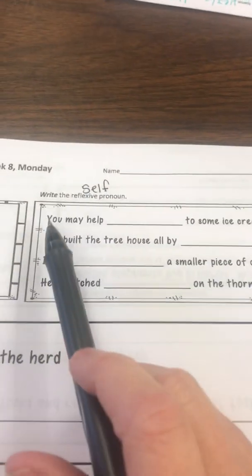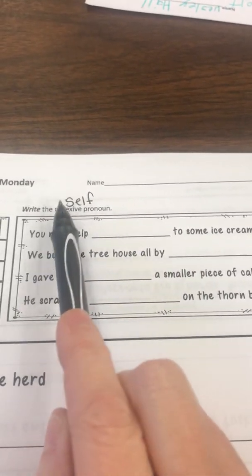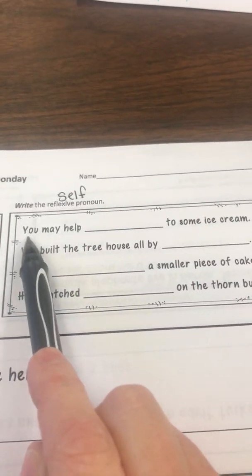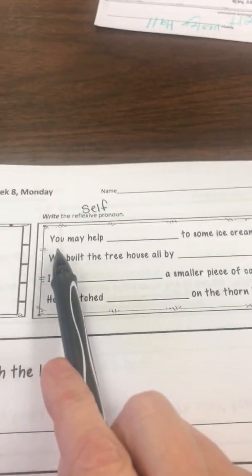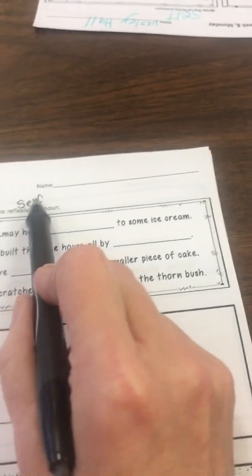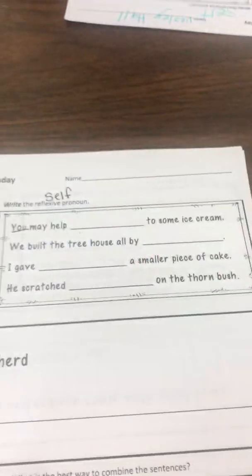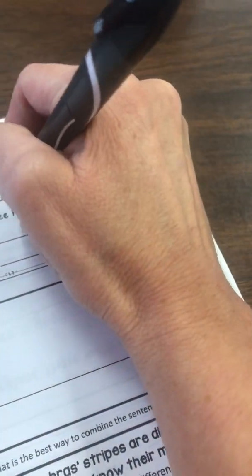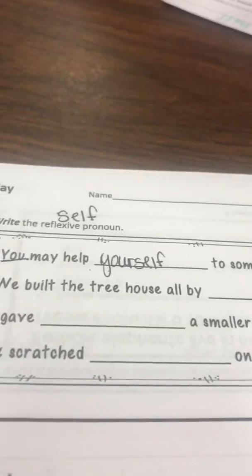Oh, okay. Now, when we're looking at these, what you've got to do is fill in this blank with what they call a reflexive pronoun. So you first got to see what the pronoun is in the sentence. Well, the first sentence says, you may help blank to some ice cream. The pronoun that we've already got is you. So what you're going to do is fill it in with a pronoun with self at the end. So would it be you may help yourself? Yourself. Good job. You may help yourself. It's all one word now. Put your and then self, but remember it's all one word. You may help yourself to some ice cream.